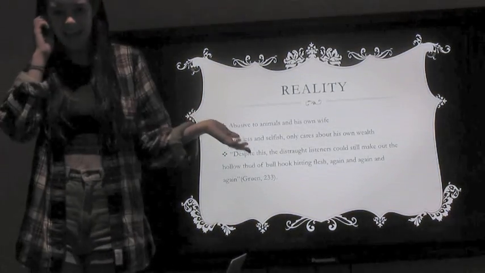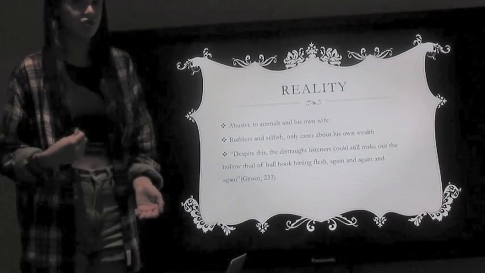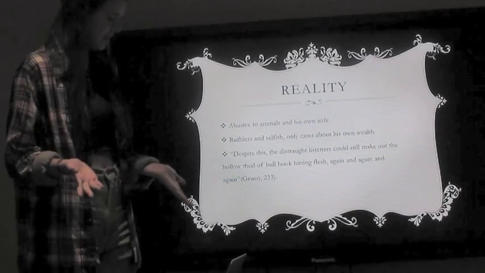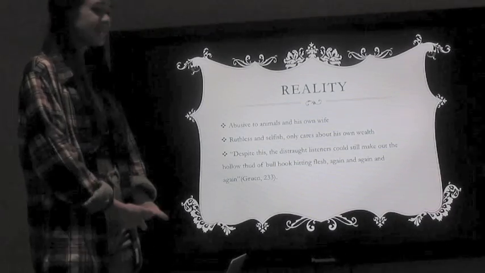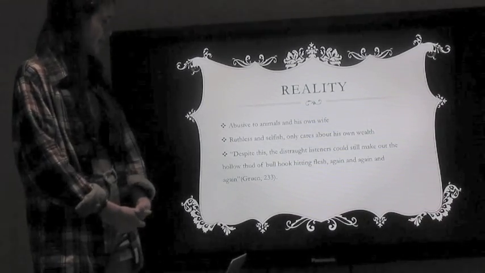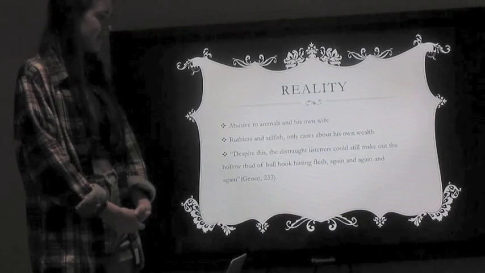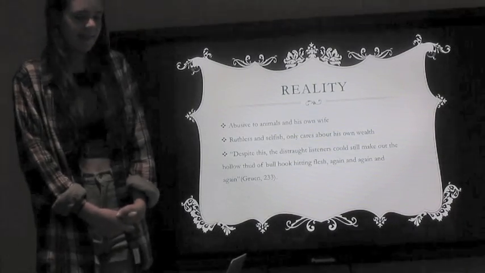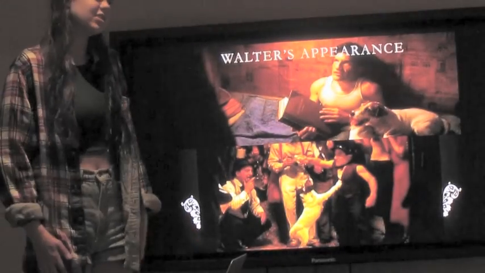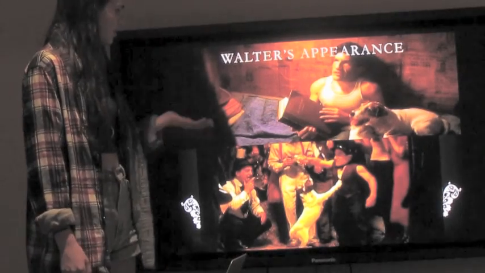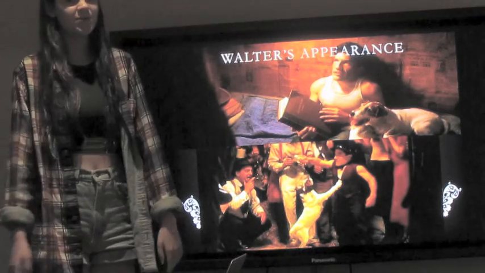He's not only abusive to the animals, but also becomes abusive towards his wife. He's very ruthless in training the animals and just everything to do with the circus. And he really only cares about his own wealth and well-being. So we can see this in the book when Jacob says, "Despite this, the distraught listeners could still make out the hollow thud of a bullhook hitting flesh again and again and again." And this is describing one of the many times that August beat Rosie for not really doing anything particularly wrong.